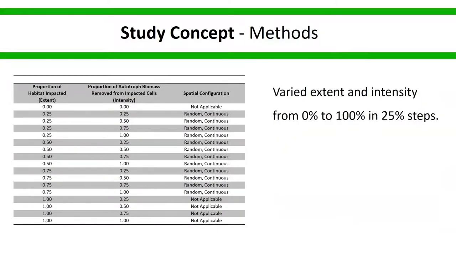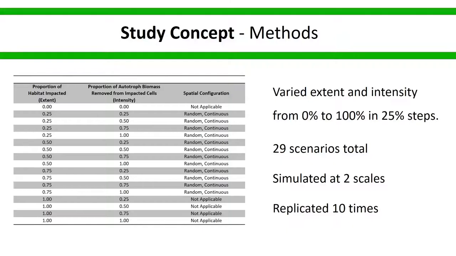So to labour the point of how many scenarios we compared a little bit more, we stepped up our extent and intensity in steps of 25% from 0 to 100, coupled with our random versus continuous, our fragmented versus contiguous impacts. This led to 29 scenarios simulated at our two scales and replicated 10 times. So we had 580 simulations, and that doesn't sound like many, but it was computationally very, very difficult to finally get these to run. We ran them for about 200 years, and Madingley is by no means a simple thing. It needs a little bit more than a laptop, unfortunately.